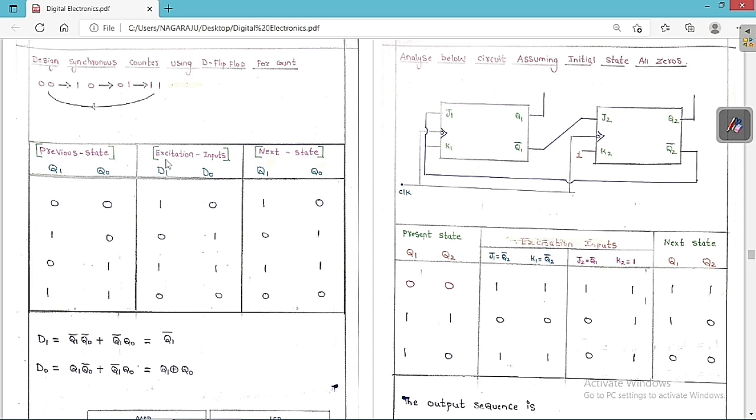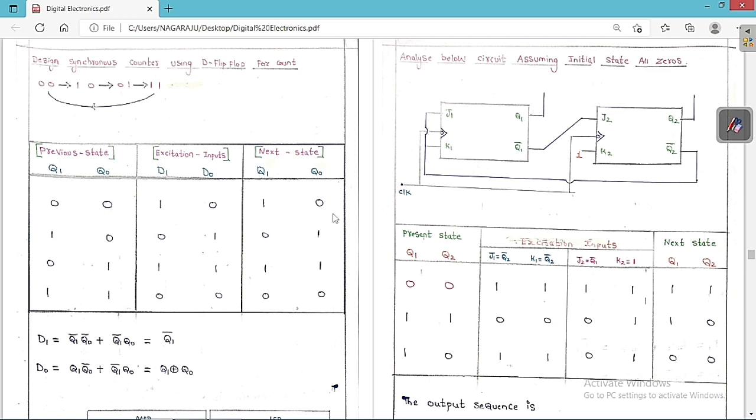Then what are the excitation inputs required in order to change the previous state to the next state? This is D1 and this is D0, because the D flip-flop means D1, D0. So if you want 0 to 1, we have to make D1 as 1. For 1 to 0, we have to make D1 as 0. For 0 to 1, D1 as 1. For 1 to 0, D1 as 0.